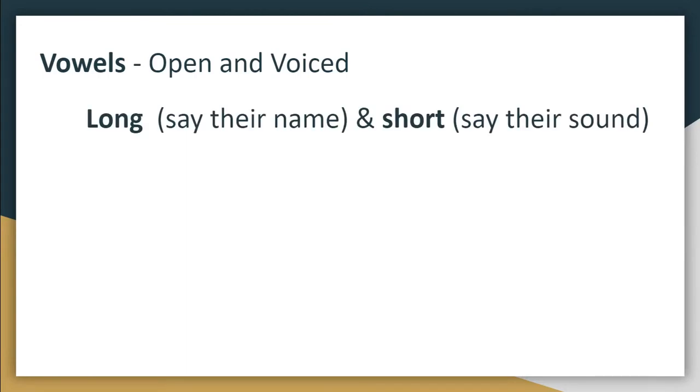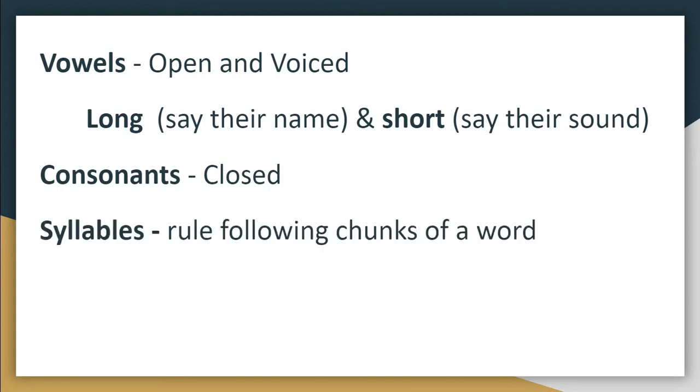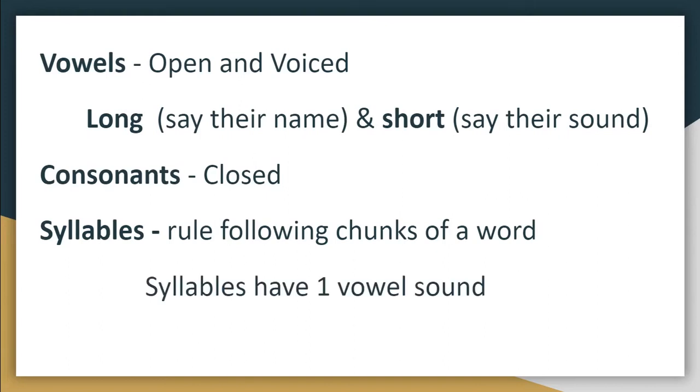Okay, let's review our learning. Today we learned that vowels are open and voiced. We learned that there are long vowels that say their name and short vowels that say their sound. We learned that consonants are sounds that are closed. Syllables are the smallest rule-following chunk of a word. Syllables have 1 vowel sound in them, and it's the pattern of that vowel that tells us what syllable type it is. There are 6 syllable types.